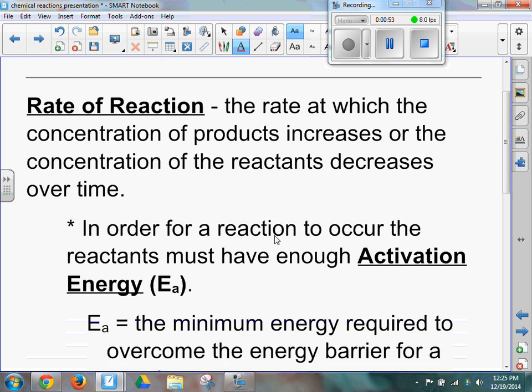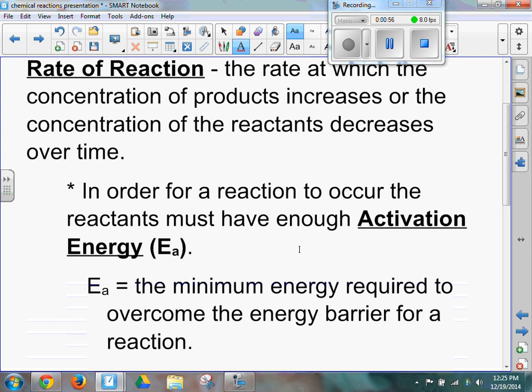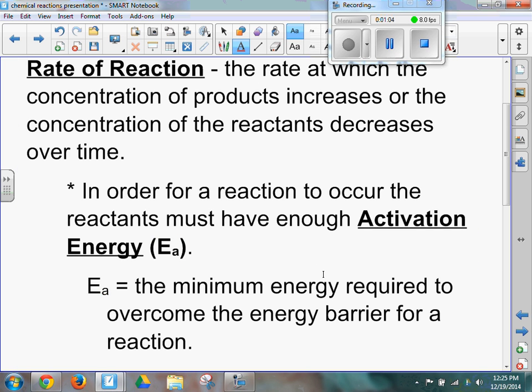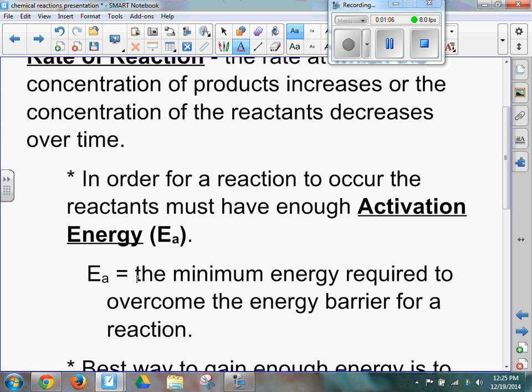So, in order for a reaction to occur, the reactants must have enough activation energy, and this is going to be marked by EA. So EA, or the activation energy, is the minimum energy required to overcome the energy barrier for a reaction. So for every chemical reaction, there is a certain amount of energy that has to be overcome in order for the reactants to exchange partners, and for the most part, in order for new products to be formed.